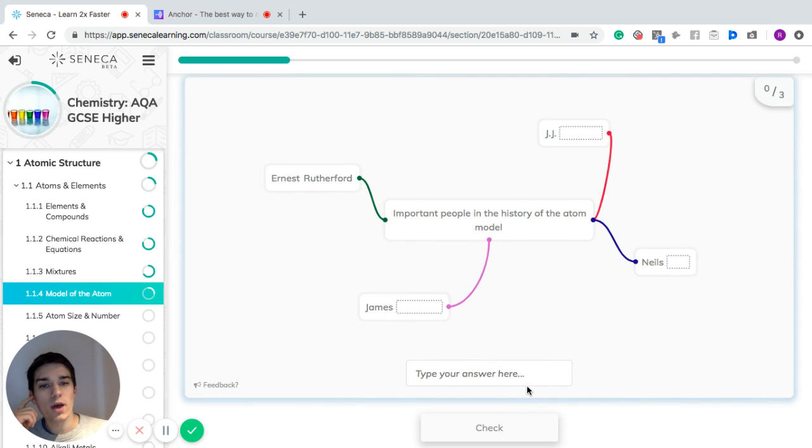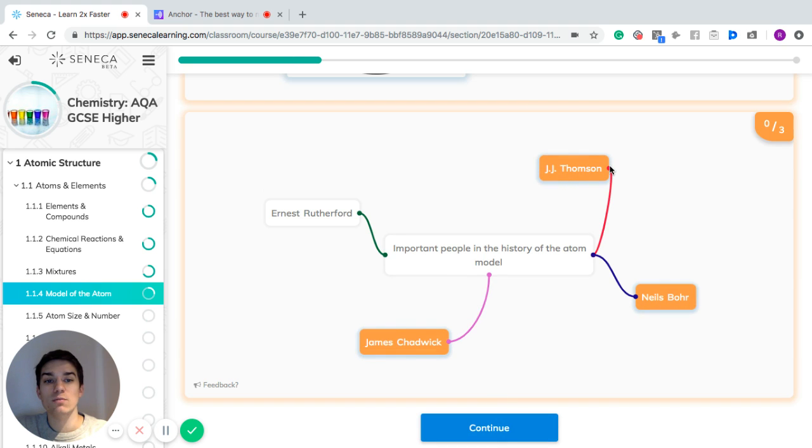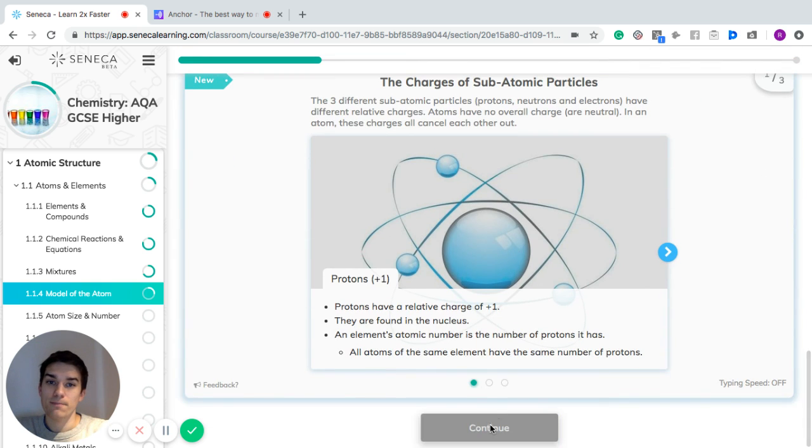So the important people in the history of the atom models we know today. We had, first of all, J.J. Thompson, who came up with the plum pudding model. Then we had Niels Bohr, who discovered that the mass of an atom was concentrated in its center. Then Ernest Rutherford discovered that electrons sit at a fixed distance from the nucleus. And James Chadwick finished that off with the modern model that we know today.